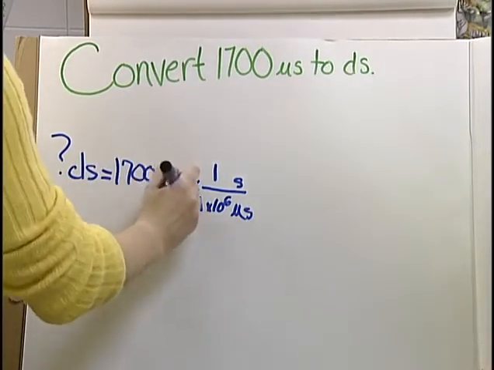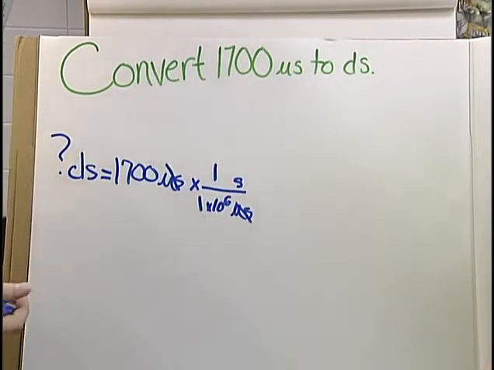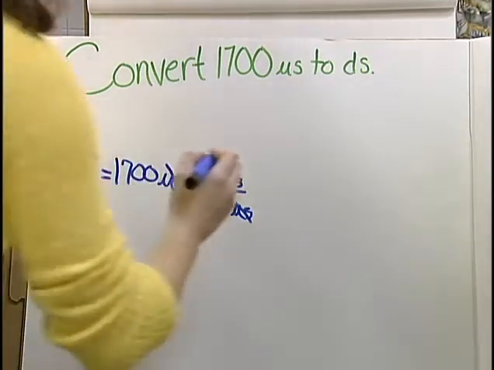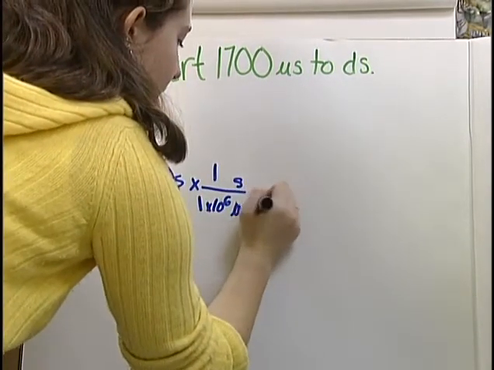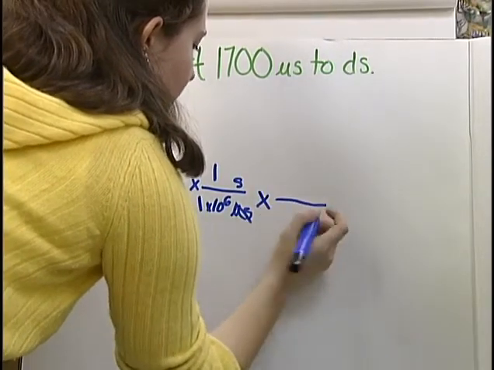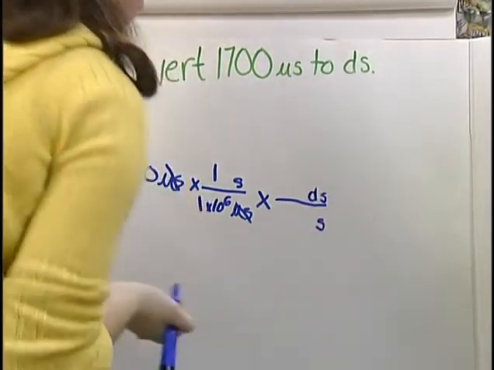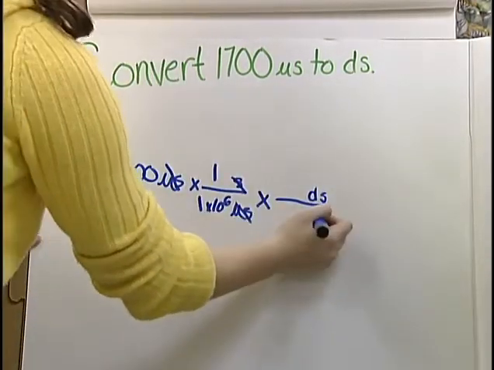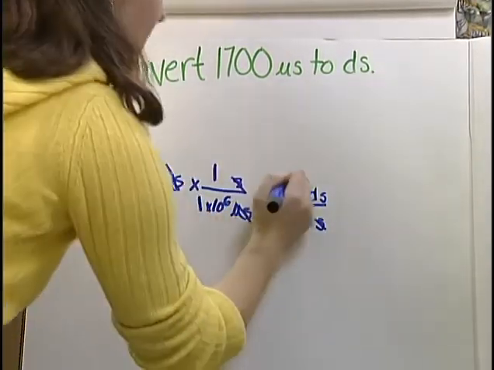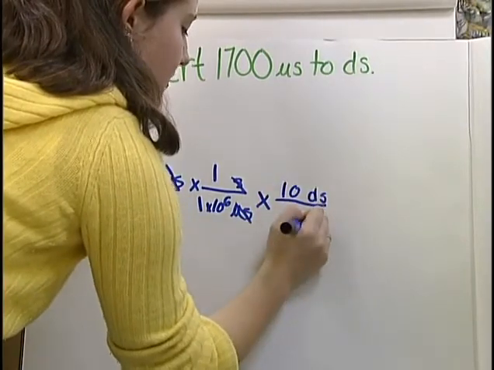Okay, the microseconds cancel out, and I have seconds. Good. And is seconds what you want? No, I want deciseconds. Okay, so keep going. All right, so I'll put seconds on the bottom and deciseconds on the top, because I want these to cancel out. Good. There are 10 deciseconds in every 1 second.